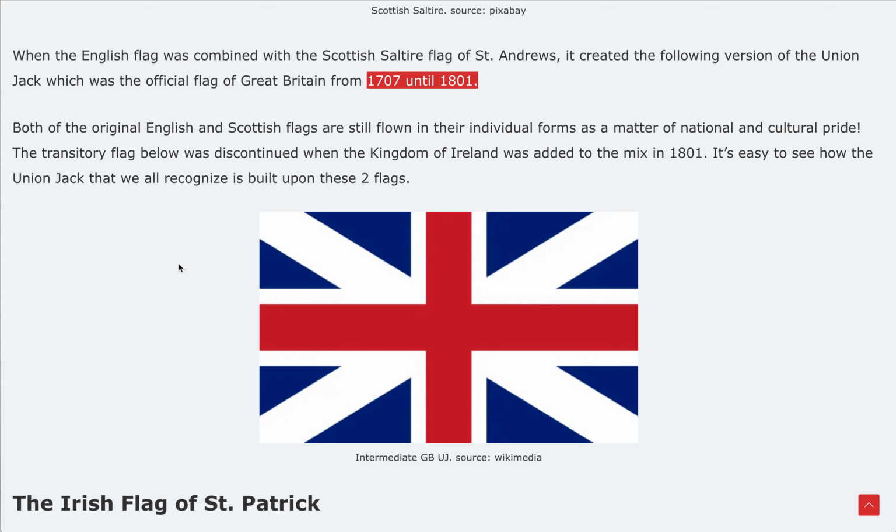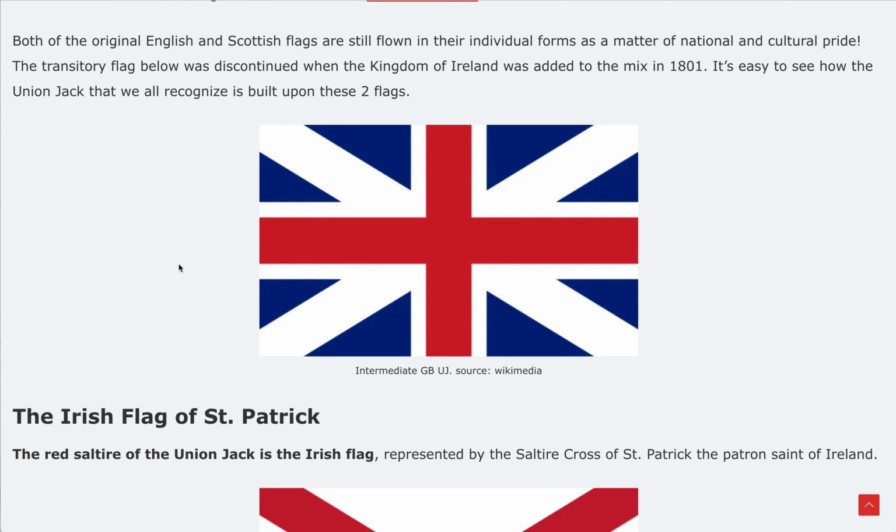And both of the original English and Scottish flags are still flown in their individual forms as a matter of national and cultural pride. So it's really cool to sort of reflect on that, okay? And it's really sort of easy to see that.